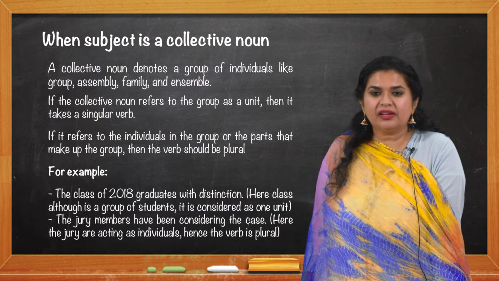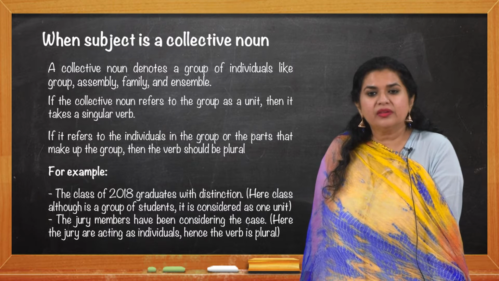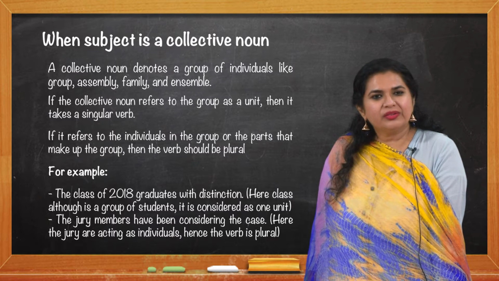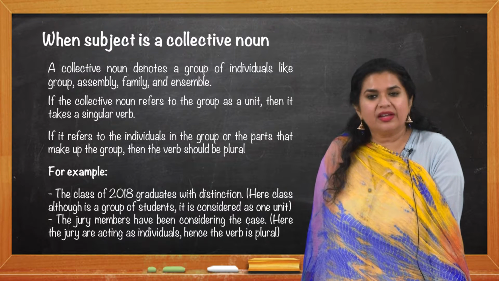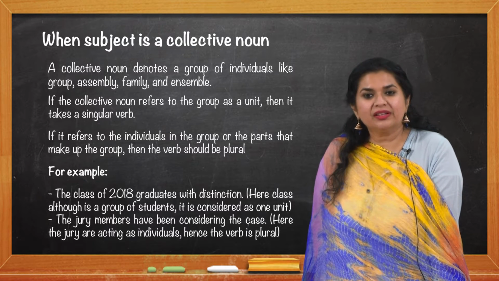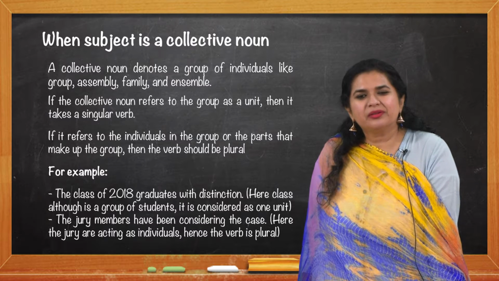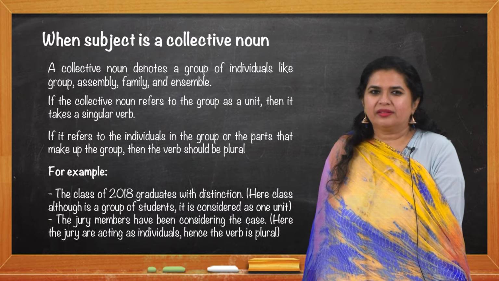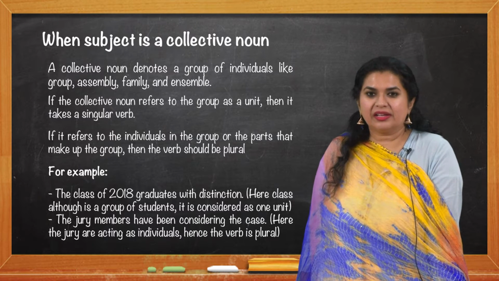The class of 2018 graduates with distinction. Here class, although a group of students, is considered as one unit. So, the class of 2018 graduates. Class is a group, but we are using a singular verb. The jury members have been considering the case. Here the jury are acting as individuals, hence the verb is plural. But you can also say the jury is considering the case, though we are saying jury members have. So, when we are referring to members, naturally the verb becomes plural, agreeing with the plural subject. The jury is out there. Although jury comprises several people, here it is functioning as a single unit, a collective noun.